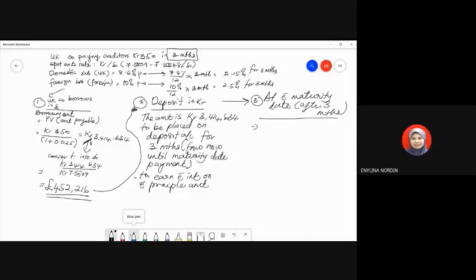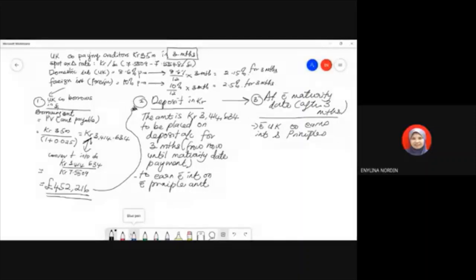So that means at the maturity date, the UK company earns interest plus the principal amount at the end of the deposit period, which is 3 months.